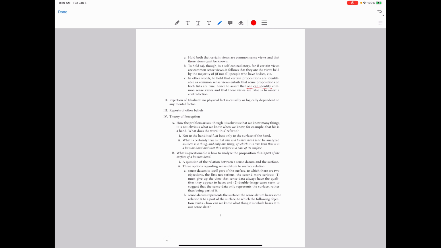Can the skeptic identify something as a common sense view while at the same time denying that he or she knows that it's a common sense view? Moore has to argue that the notion of identification in question has to be a notion that's sufficient for knowledge. He hasn't done that. But you can see how the discussion is going to need to go.